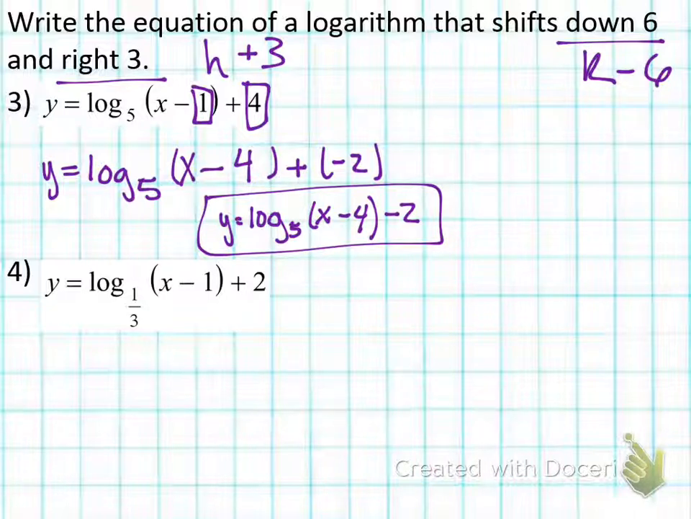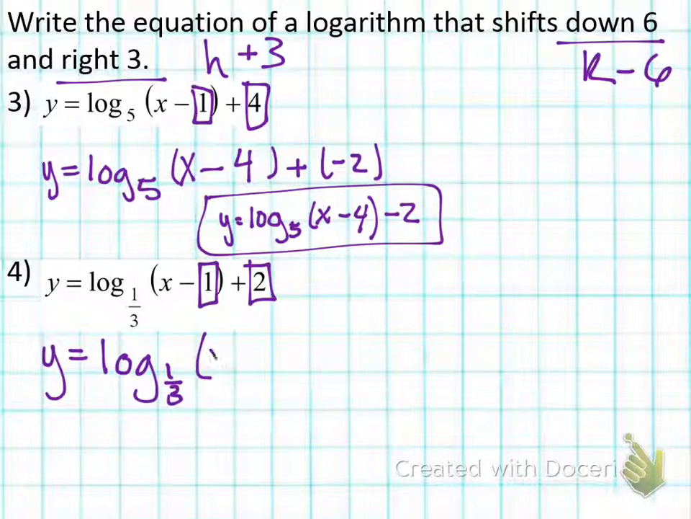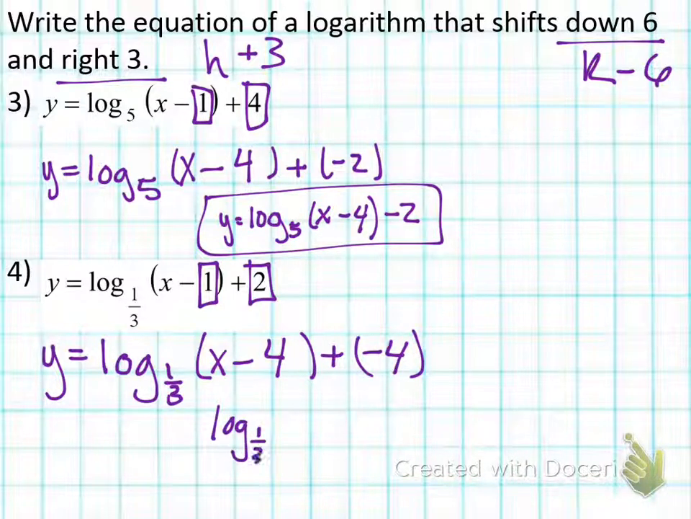Okay, number 4 again, I'm going to look at what's my h. h is 1, k is 2. For h, I'm going to add 3, so 1 plus 3 is 4. And for k, I'm going to subtract 6, so that'll give me negative 4. So putting that together, I have y equals log base 1/3 of x minus 4, plus a negative 4, and again plus a negative 4 I can rewrite, so I have log base 1/3 of x minus 4, minus 4.